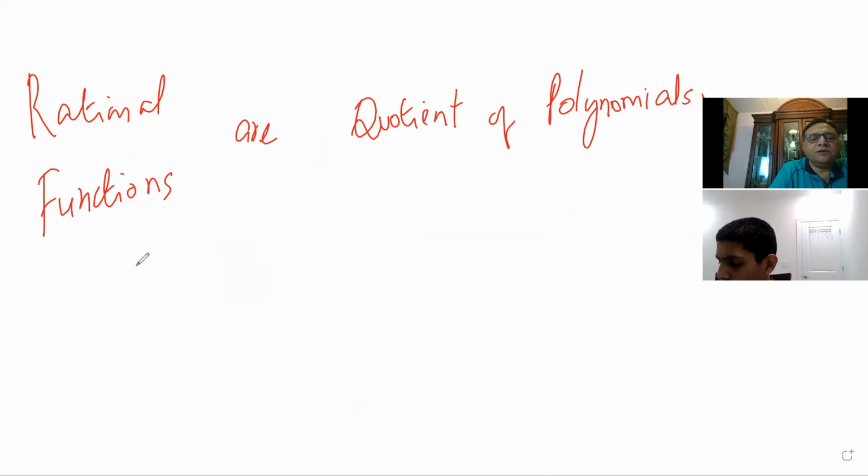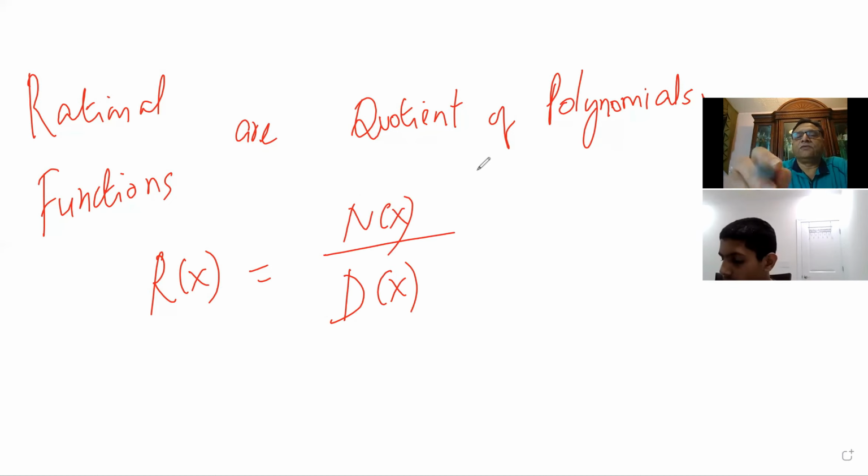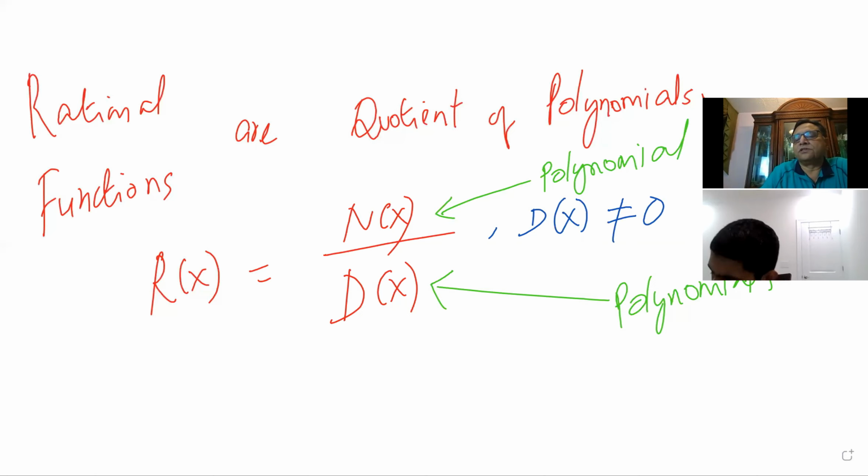Quotient means divide, right? So if I have a function r of x, I could write it as something in the numerator, as a function of x, and something in the denominator, where n of x and d of x are both polynomials, right? So both are polynomials. And of course, denominator cannot be zero. So we have a restriction that the denominator is not equal to zero. So this is called restriction. Is it okay? Yeah. So that is what a rational function is.